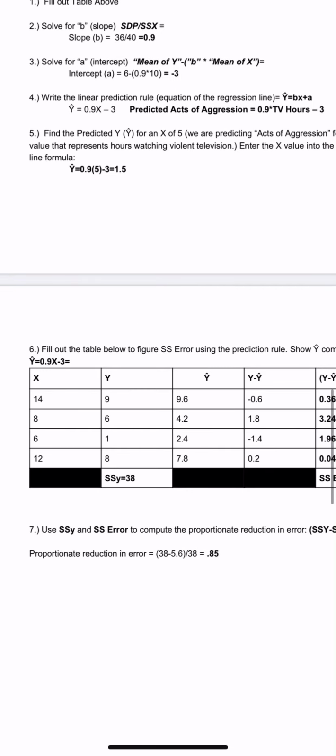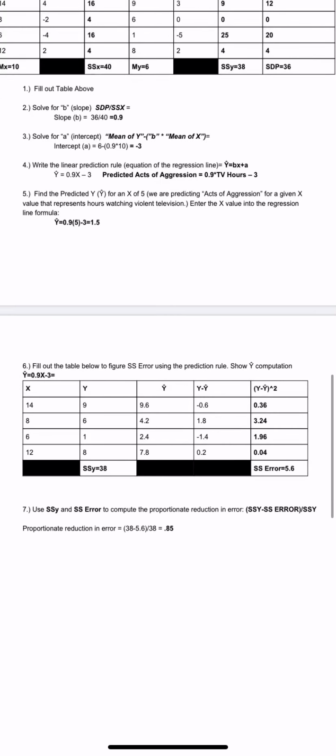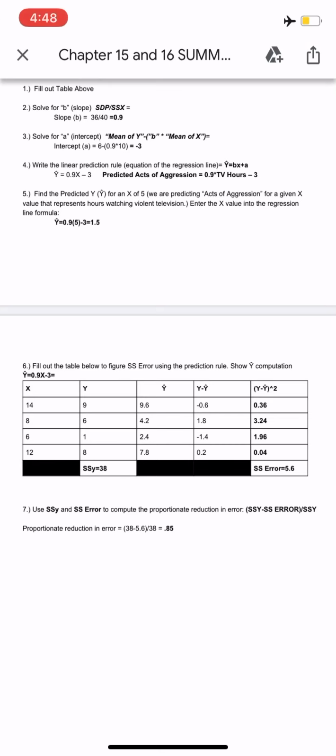Again, I did one for each question. Just use the same steps and follow along with the worksheet and practice that way.